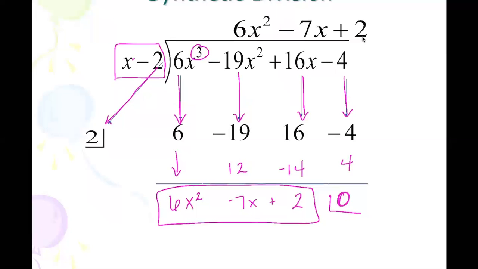So there's a few examples then of polynomial long division and of synthetic division.